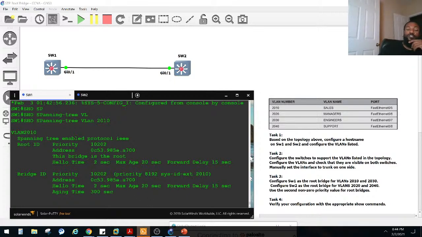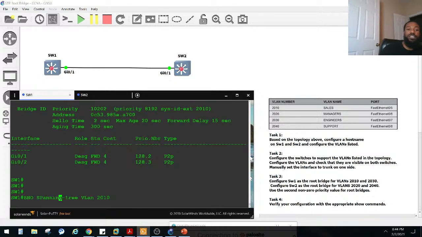So let's check the other VLAN too. We did 2010. The other one was VLAN 2030. Right?